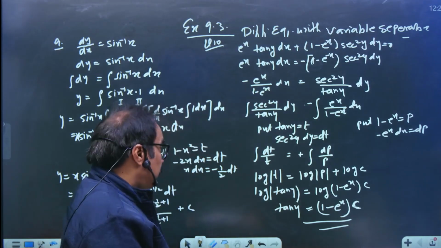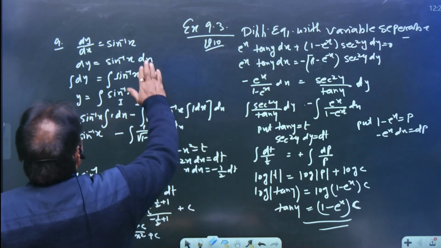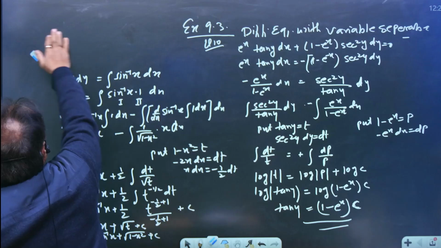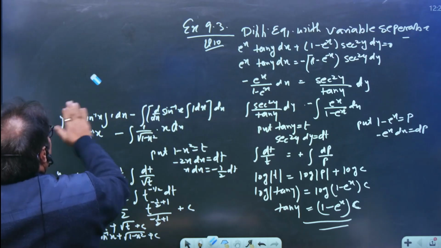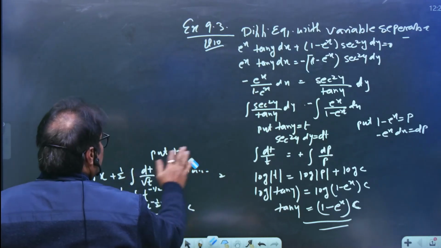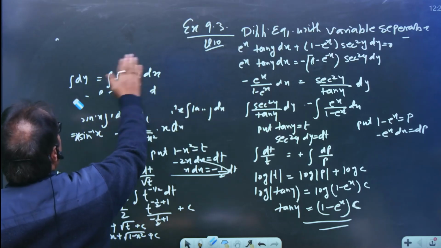Now the next question, question number 11 onwards, that is the case of particular solution. Particular solution means we have to put the value of x and y, whatever is given, and then we will find the final result. But anyhow the process remains the same.